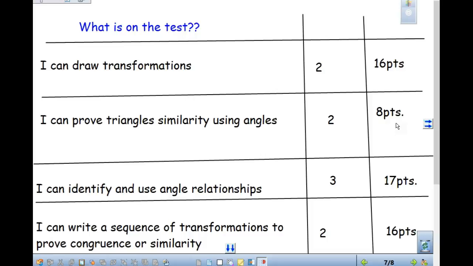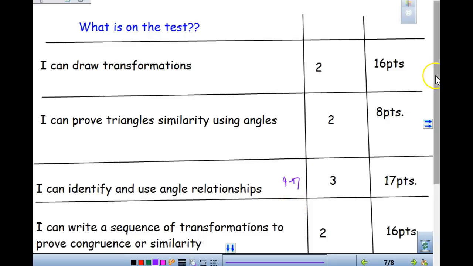The next one is that I can identify and use angle relationships. So that's kind of like, as I'm looking at this review of 19, questions 4 through 6 on your review is going to be that type of question. I can identify, if I'm thinking about H19, this is kind of 4, 5, 6, 7, 4 to 7, those types of questions, okay?